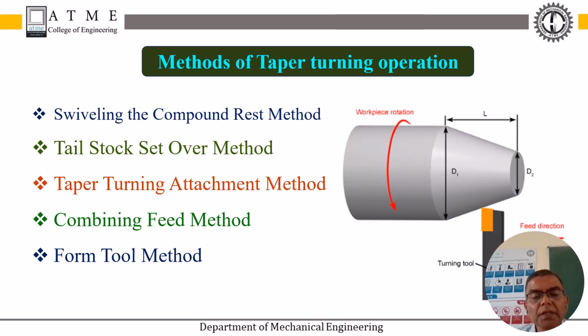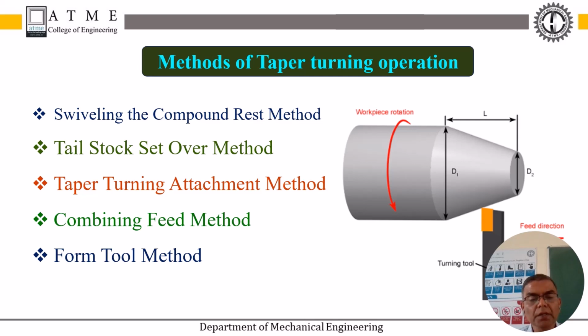Whereas another method that can be used is the taper turning attachment method. This method is used when the taper angle is higher and the taper length is longer. In such cases, the taper turning attachment can be recommended. The other methods are the combining feed method, that is, by operating the hand wheels.